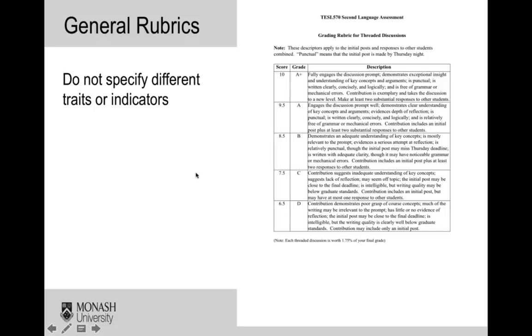But the main thing is that you have to make sure you discriminate between levels, for example the difference between an A plus and an A. Those have to be different enough that it's easy for the assessor and for the student to decide, okay, this paper is definitely an A plus and this one's an A.